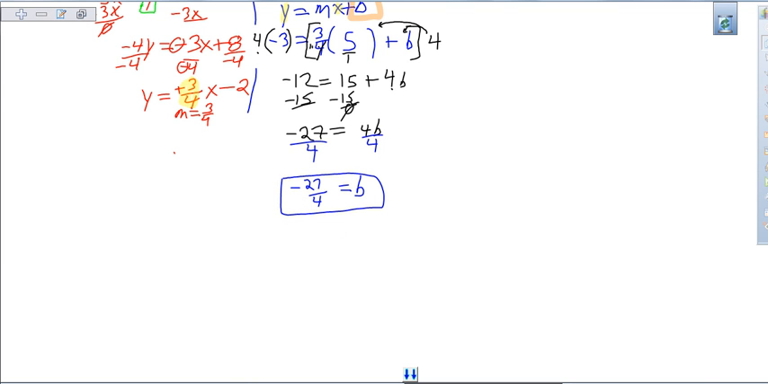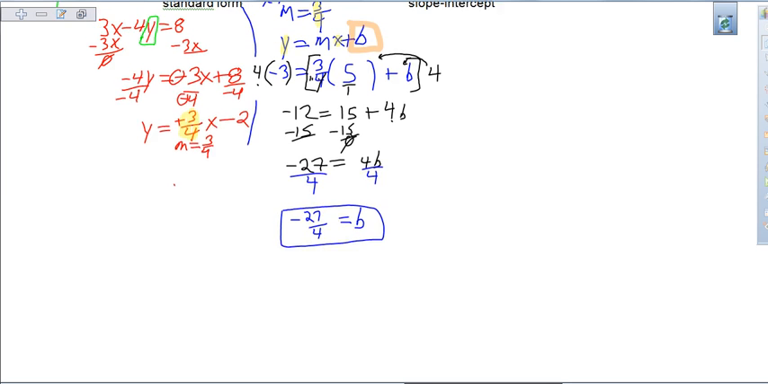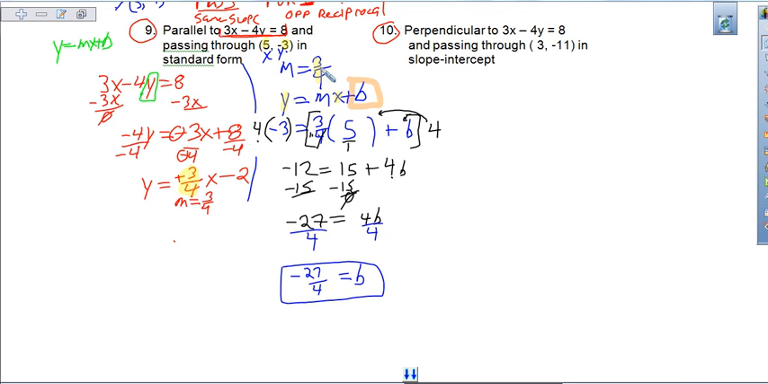And now let's go back up to the problem, because I'm not sure what they asked us. Oh, they want it in standard form, right? I suppose I should have just left it alone. I wasn't thinking. It has to be in standard form. No, let's just do it.